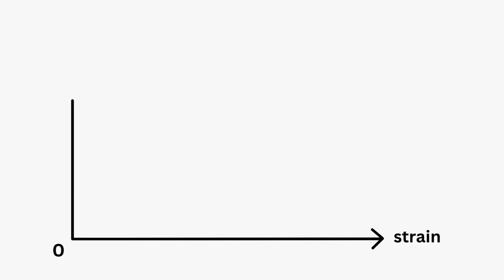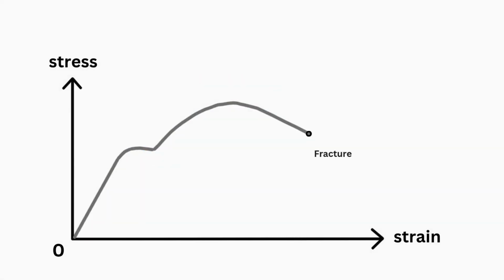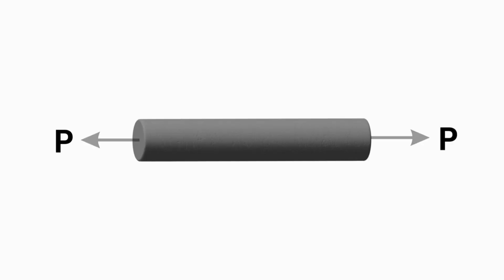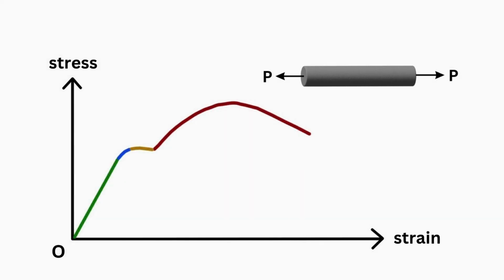Stress-strain curve. Understanding this curve helps engineers design safe and strong structures. When a material is subjected to a gradually increasing load, we can plot a stress-strain curve, with strain on the x-axis and stress on the y-axis. The shape of the curve tells us how the material behaves under tension.